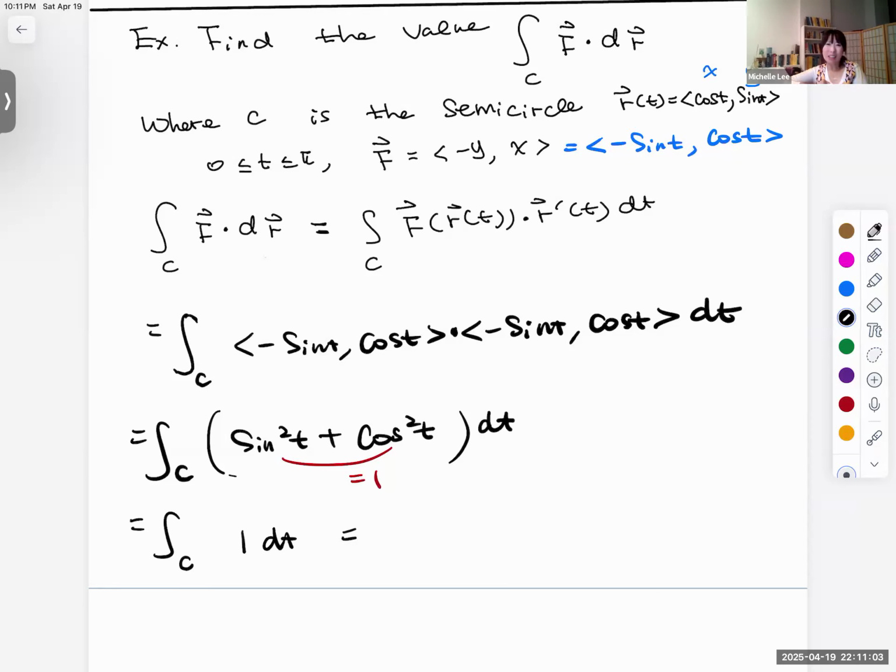Oh, I did not make a, after we parameterize, we have to make an evaluation, the limit, right? Between 0 to pi. All right, so we integrate. We have a t, we want to evaluate from 0 to pi, so it will be pi. Yeah, very good.